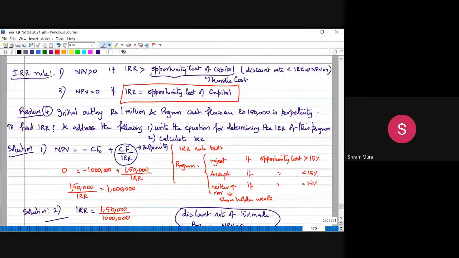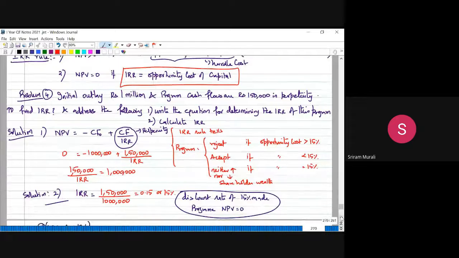The first question was to write down the equation. In the second question we want to find what is IRR. That is 0.15, or 15%, the discount rate when NPV is 0. So what does this internal rate of return tell us? When can you reject this program? If the opportunity cost is more than 15%. So you cannot reject this otherwise.